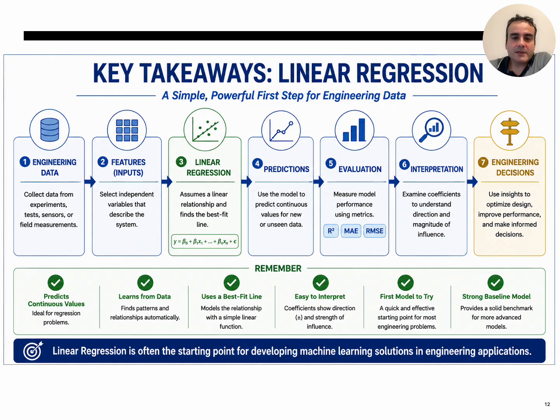So let's summarize the key points. Linear regression starts with engineering data, uses input features, fits a linear relationship, makes predictions, and evaluates model performance using metrics such as R squared, mean absolute error, and root mean squared error. It is simple, interpretable, and useful as a baseline model. However, we must remember its limitations, especially when dealing with complex or nonlinear engineering data. Linear regression is often the best starting point, but not always the final solution.